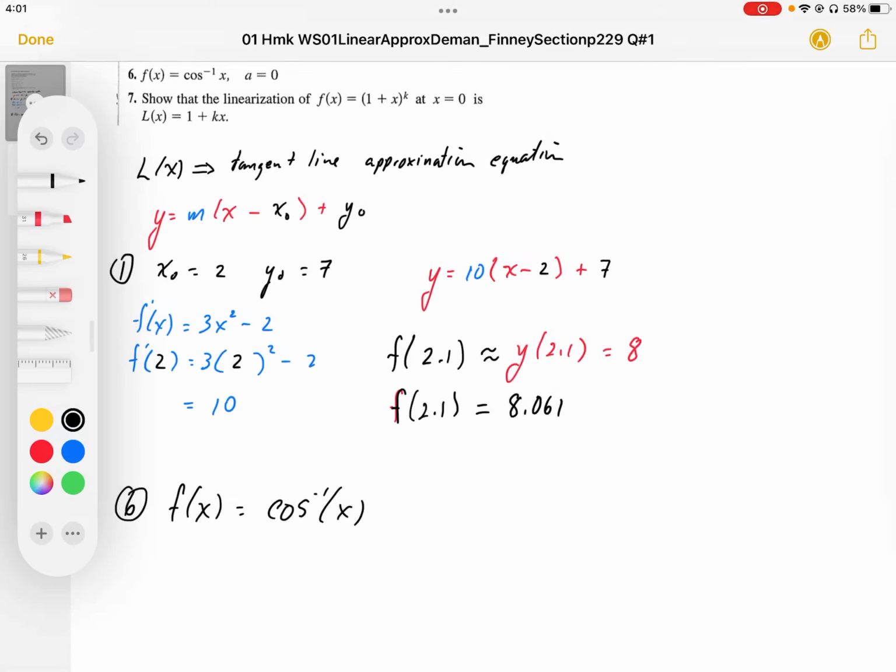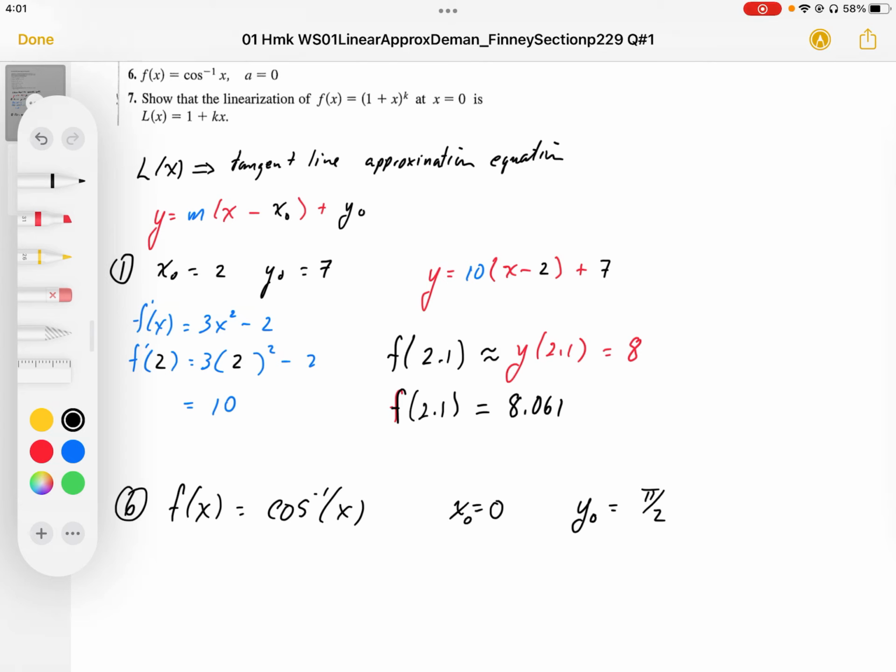Question number 6 asks to find the linearization at a equals 0, which means my x naught is 0. So the first thing I'm going to do is work out my initial y position. I'm going to do the arccos of 0. The arccos of 0 is pi over 2, because the cosine value is 0 when we're at 90 degrees. So that's my initial position.